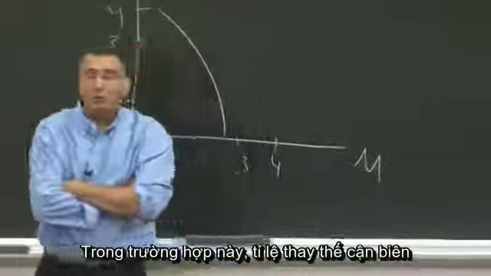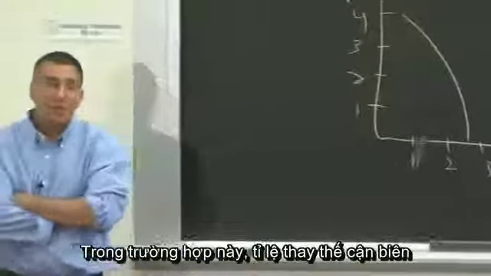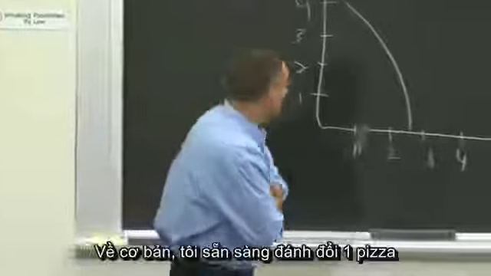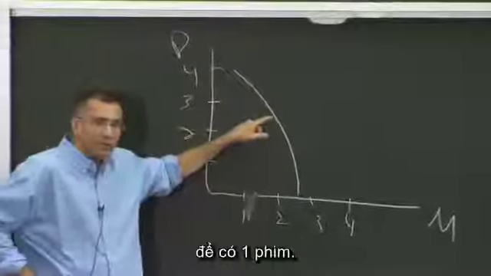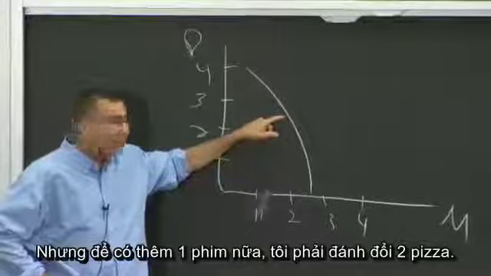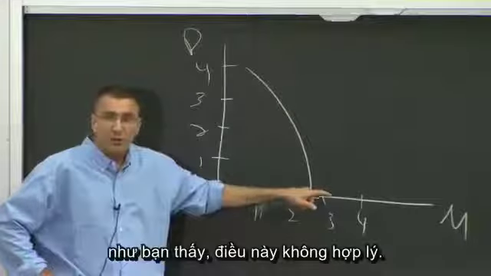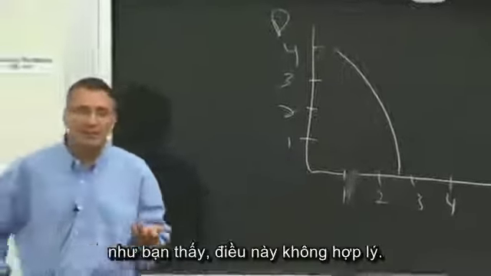In this case, marginal rates of substitution would be everywhere increasing. That is, I'd be willing to give up 1 pizza to get 1 movie. But to get that next movie, I'd give up 2 pizzas. But as you can see, that doesn't make sense.